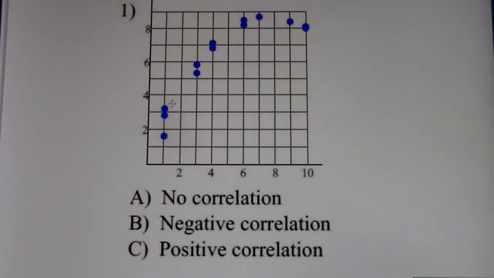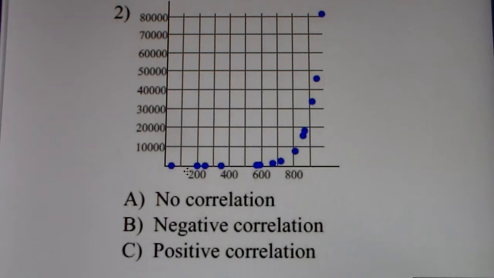So at number 1 here, notice how the dots are going up and to the right. So as we're moving right, they're going up. Anytime you have a picture that looks like this, where the dots are moving up and to the right, it's a positive correlation. So number 1 is C.